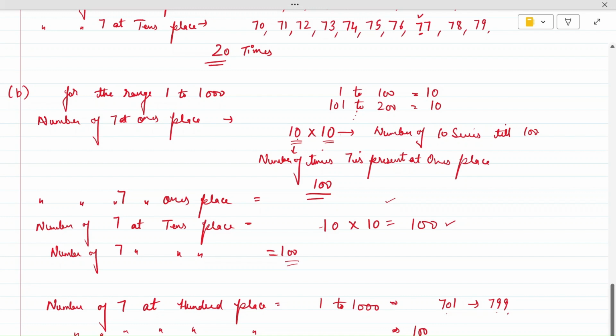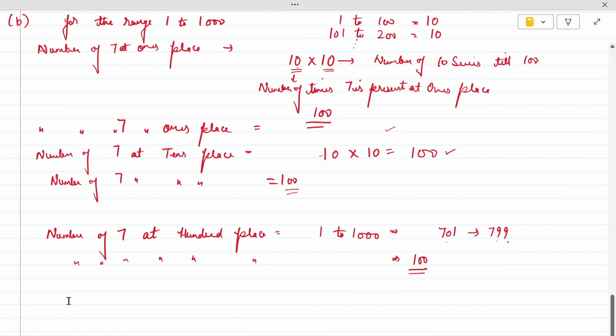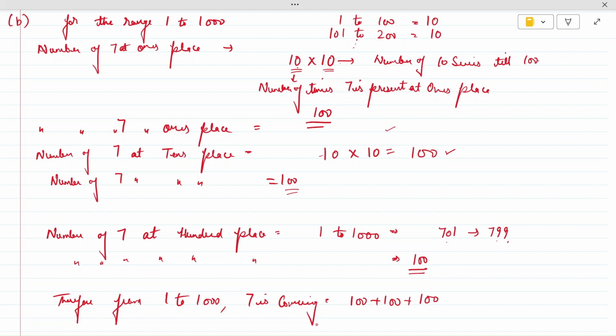So in total, therefore, from 1 to 1000, 7 is coming 100 at ones, 100 at tens, and the entire 100 series from 700, that is 300 times. So this is the answer.